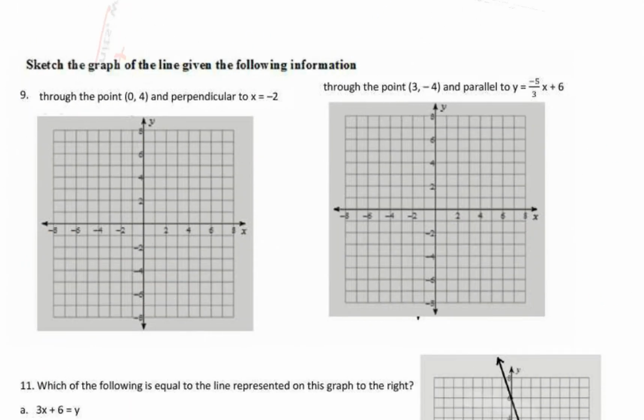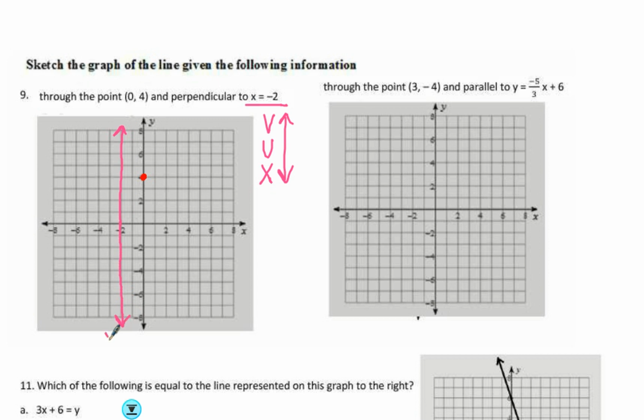On to the next slide, we're going to look real quick at number 9. It says to sketch the graph of the line given the following information. It wants it to go through the point 0, 4, which is right here, and be perpendicular to the line x equals 2. So let's remember what the line x equals 2 should look like. Well, that's going to be a vertical line through my x-axis. So I go to my x-axis at 2, and it's a vertical line.